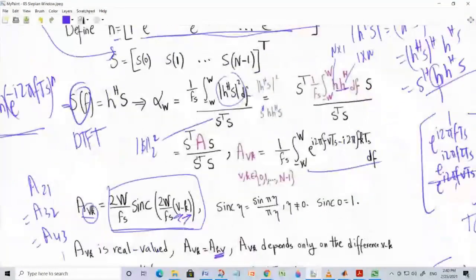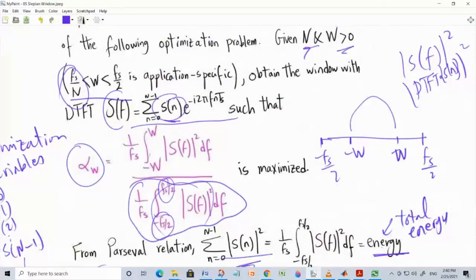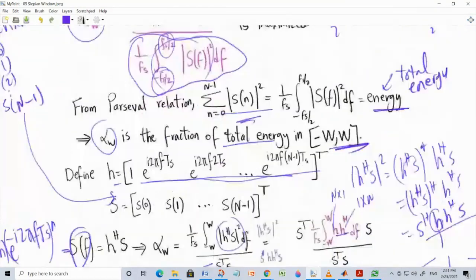Remember the definition of the objective function. What is the definition of the objective function? It's a fraction, right? You take the energy between minus W and W, and the total energy from minus Fs over 2 to Fs over 2. So basically, from the very first step, we are talking about something that cannot be greater than 1, right?